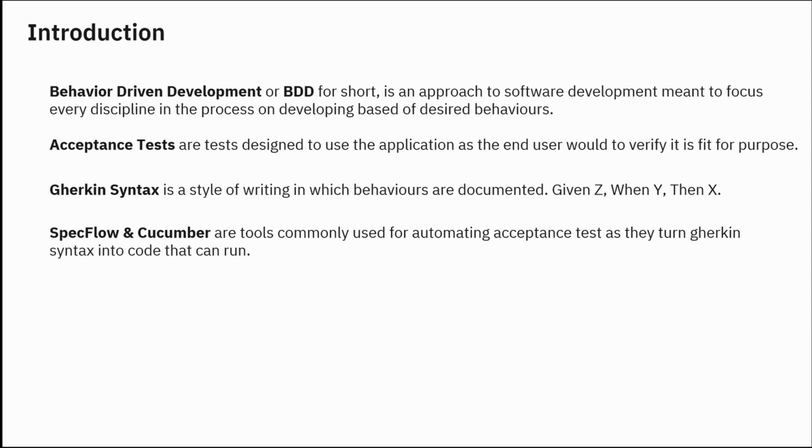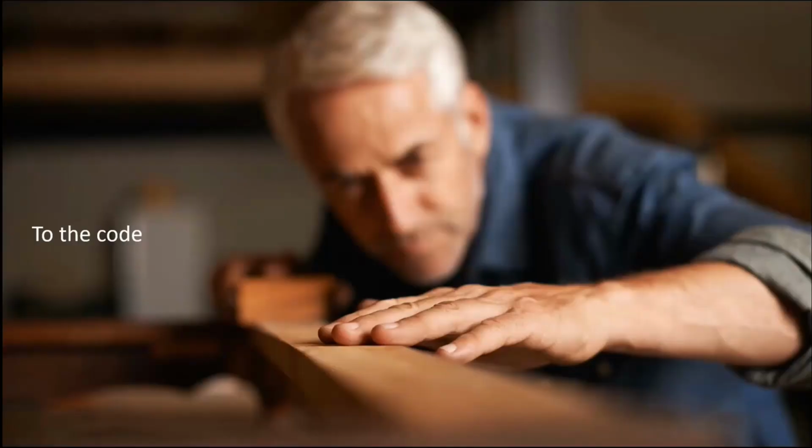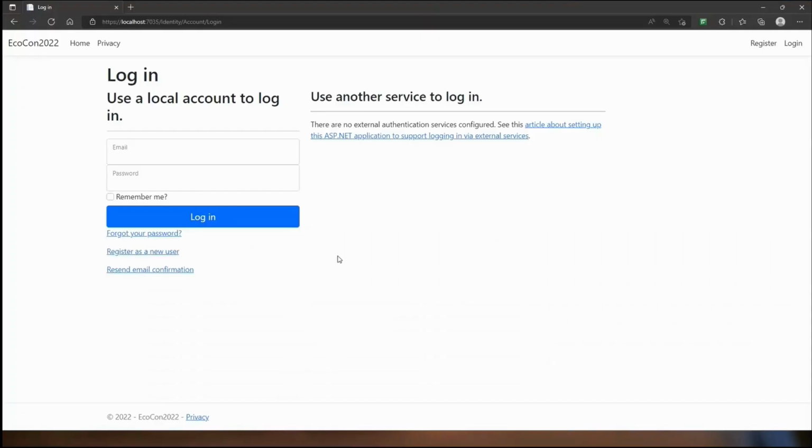We've got SpecFlow and Cucumber, which are tools commonly used for automating acceptance tests. They simply map Gherkin syntax to code that can run. SpecFlow is for C# and Cucumber is for Java. Then Selenium, which I'm sure everyone's heard of, is by far the most common, if not the only, means nowadays to drive a browser from code. And with that very quick intro, we'll nip straight into some code.